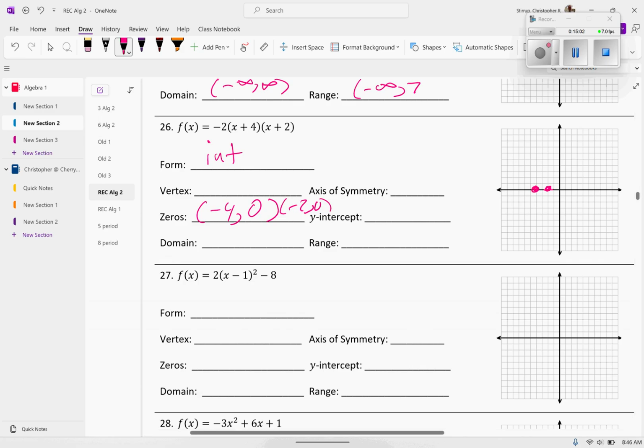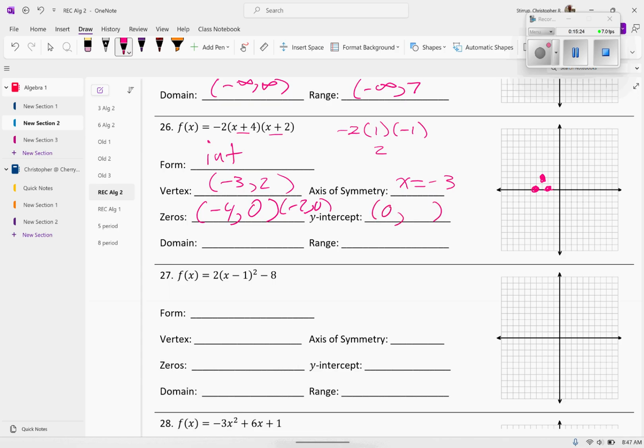What's halfway in between those? Our axis of symmetry is going to be x equals negative 3. Negative 3 is the x component of my vertex. Plug negative 3 into your x's. So negative 2 times 1 times negative 1. It's going to give me positive 2. That's right there. Our y-intercept, we're going to plug 0 in.